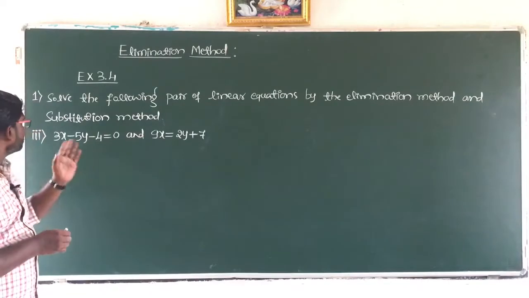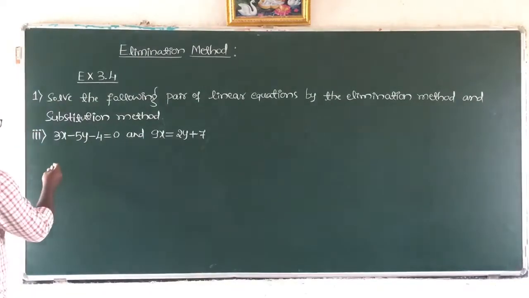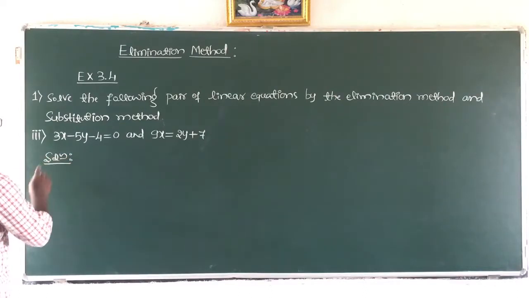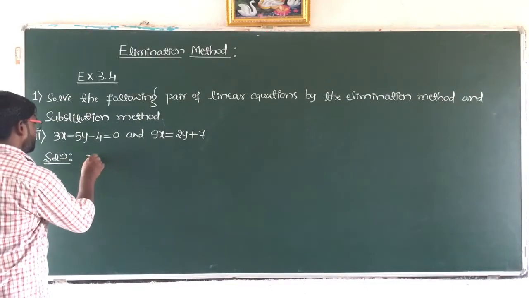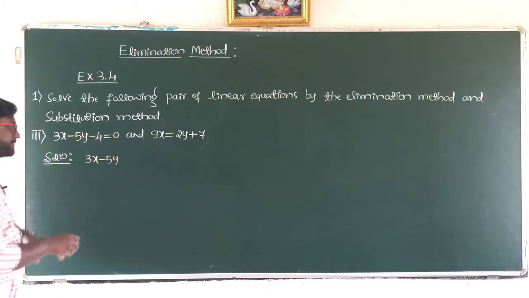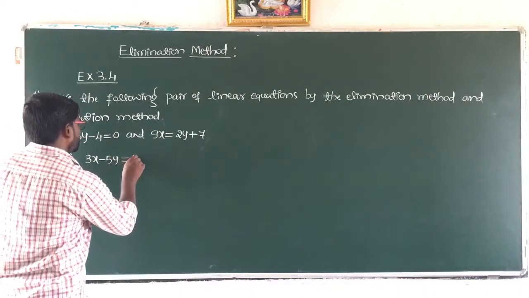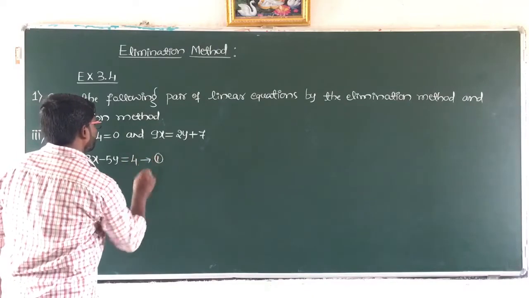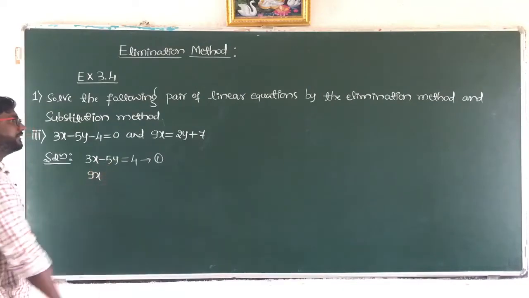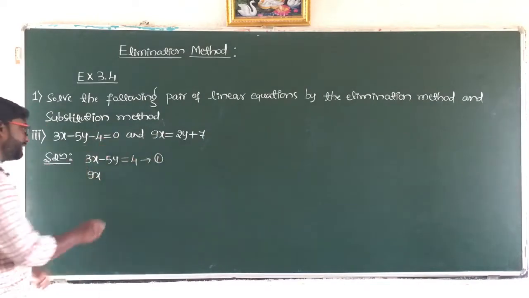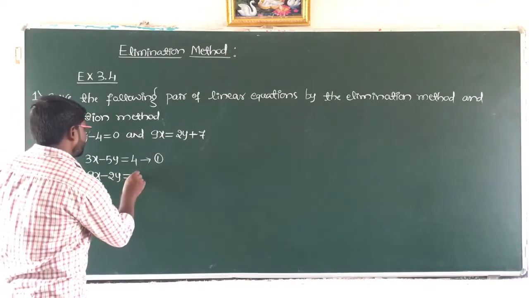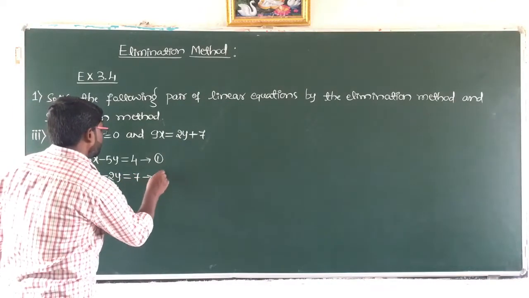Well, so let us solve the third sub question. See here, we'll write the given equations. 3x minus 5y, then take minus 4 to the RHS, it becomes plus 4. Call this as equation number 1. Now write the second equation, 9x, then take 2y to the LHS, it becomes minus 2y, which is equals to 7. So call this as equation number 2.